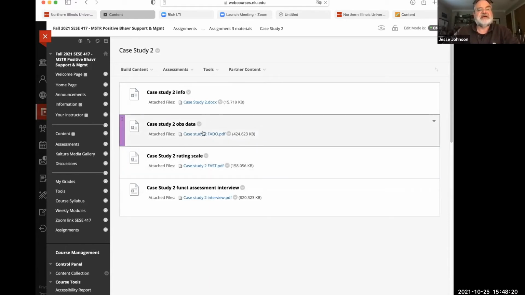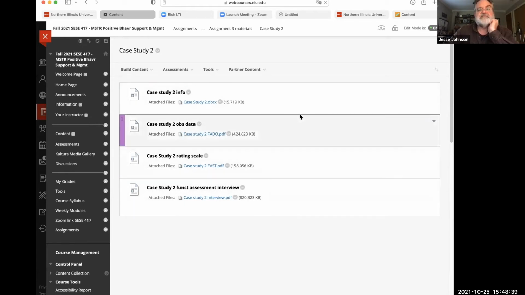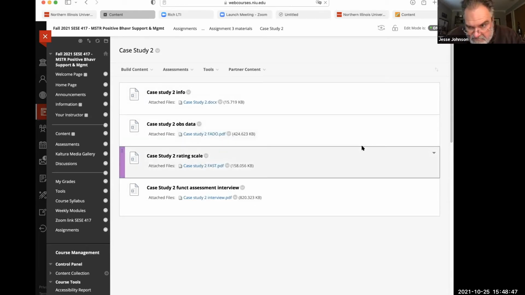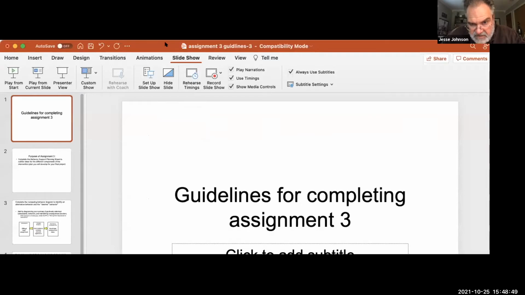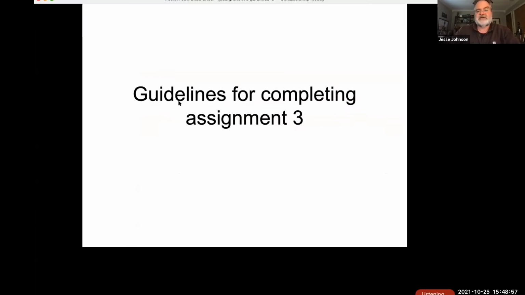So this would be the observational data and rating scale data and the functional assessment interview. So those are all the pieces you need to do the assignment. You've got 3 versions of this. So look at them, and if you haven't already, pick one. You also have this PowerPoint that I made. So I'll just go through this with you. This just describes the assignment.